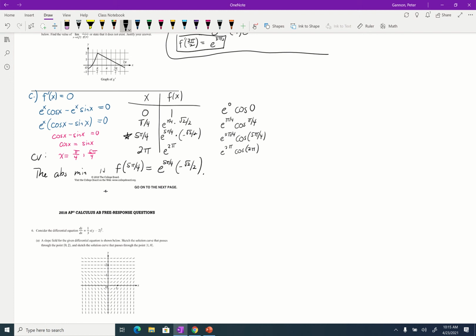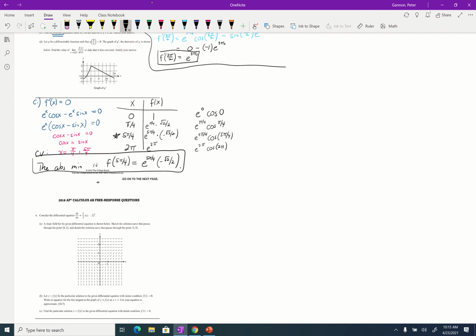more time on this, but the way we know that that is the minimum value is it's the only value that's negative. Every other value here is positive. Okay, so even though we don't know the exact value of e to the 5 pi over 4 times negative root 2 over 2, it's the only negative value, which means it has to be the smallest. All right, but again, absolute is what's telling us we need to include endpoints in that answer.